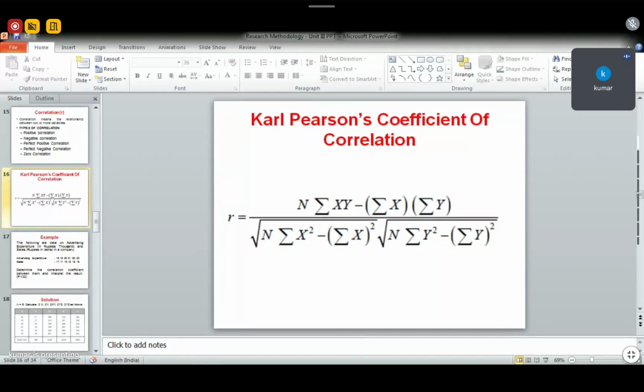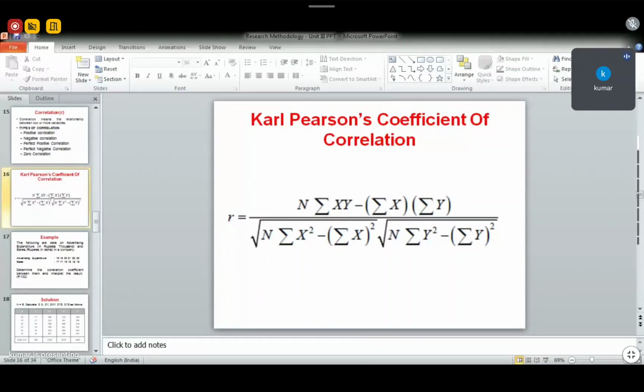If at all you want to increase your sales, increase your advertisement expenditure. This is the conclusion that you got from this measurement, Karl Pearson's coefficient of correlation. Do you understand this now? Sir, will you please explain the interpretation again, sir? The value we got is 0.92.